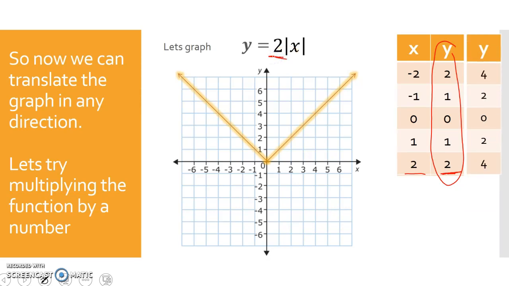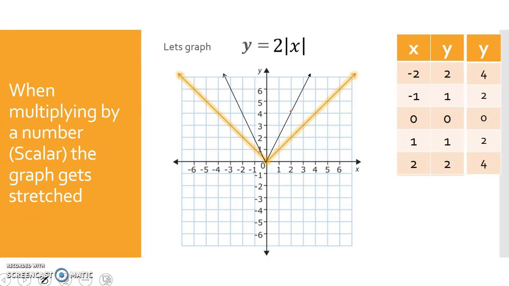And if I do that with all of these numbers, 1 times 2 gives me 2, 0 times 2 is 0, 1 times 2 is 2, and 2 times 2 is 4. All of the points change except the vertex. The vertex stays the same, but the other points are stretched to be twice as tall as they used to be, twice the distance away from the x-axis. So instead of the point 1, 1, now I'm at the point 1, 2. And instead of the point 2, 2, I'm now at the point 2, 4. So it's stretched twice as tall away from the x-axis.